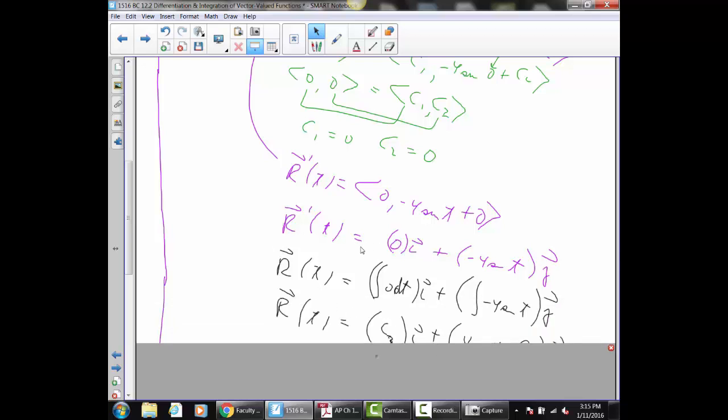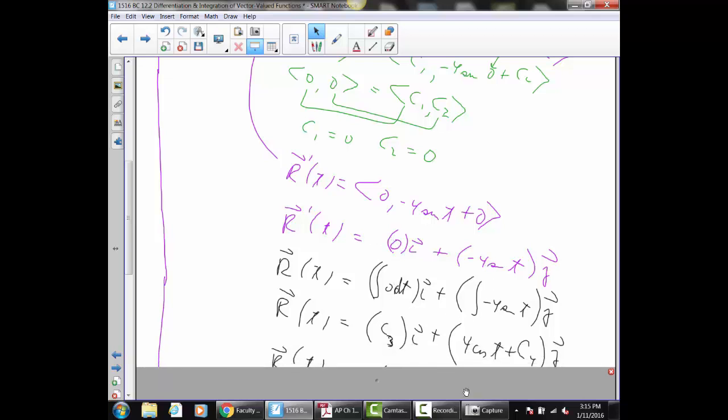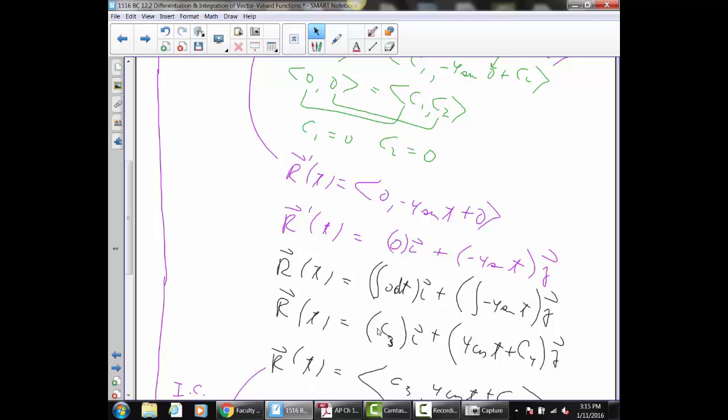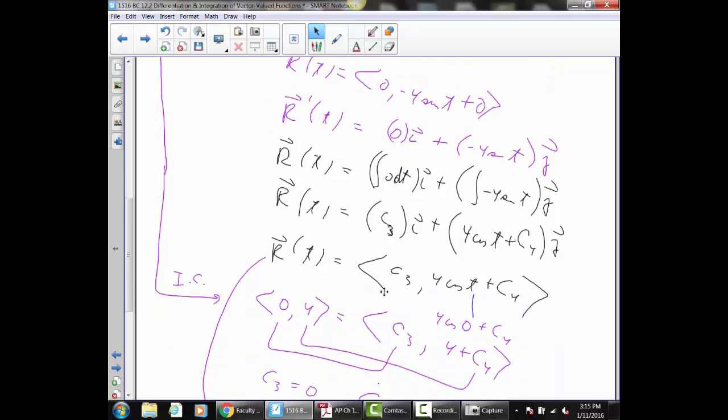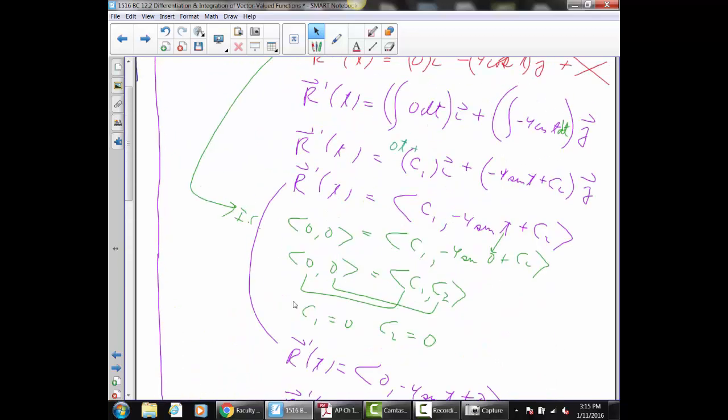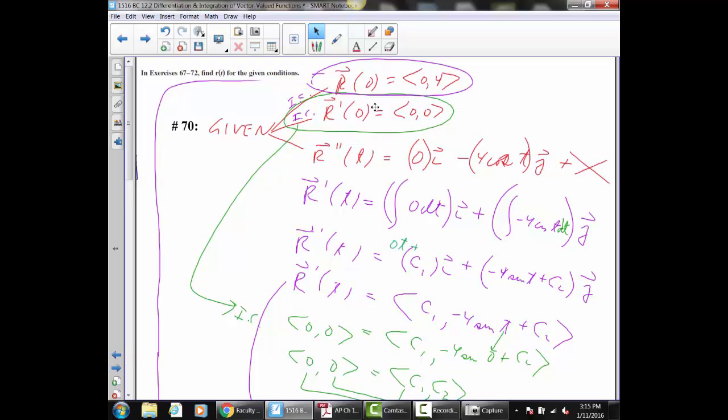Now I'm going to integrate again. Integrate 0 dt times i, integrate that. I'll get yet another constant, c3 times i, plus 4 cosine t plus c4 times j. So in component form, it would look like this, but they said that r of 0 is 0, 4.